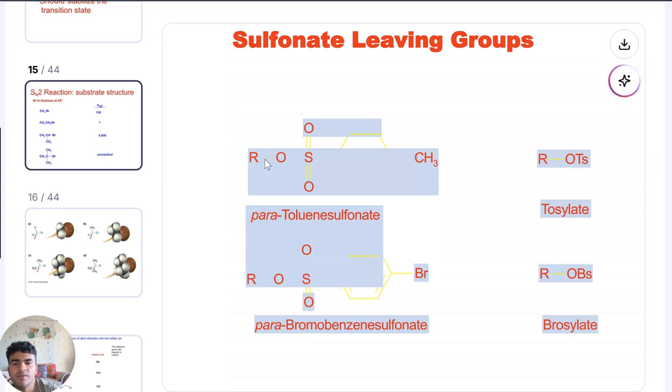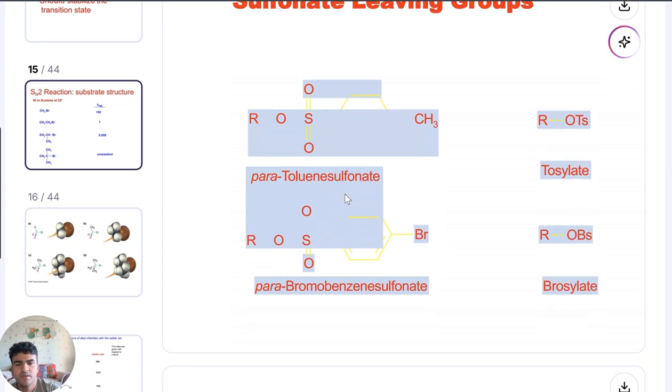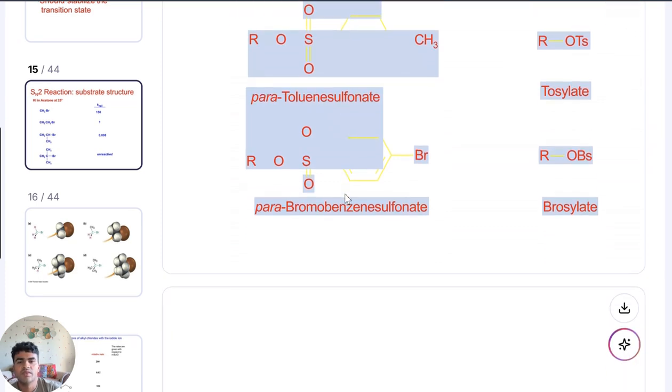If the RO bond is broken, then the O minus will form, and this O minus negative charge will distribute in all the 3 sulfur-oxygen bonds, so it gets stabilized through resonance. That's why it is a good leaving group.